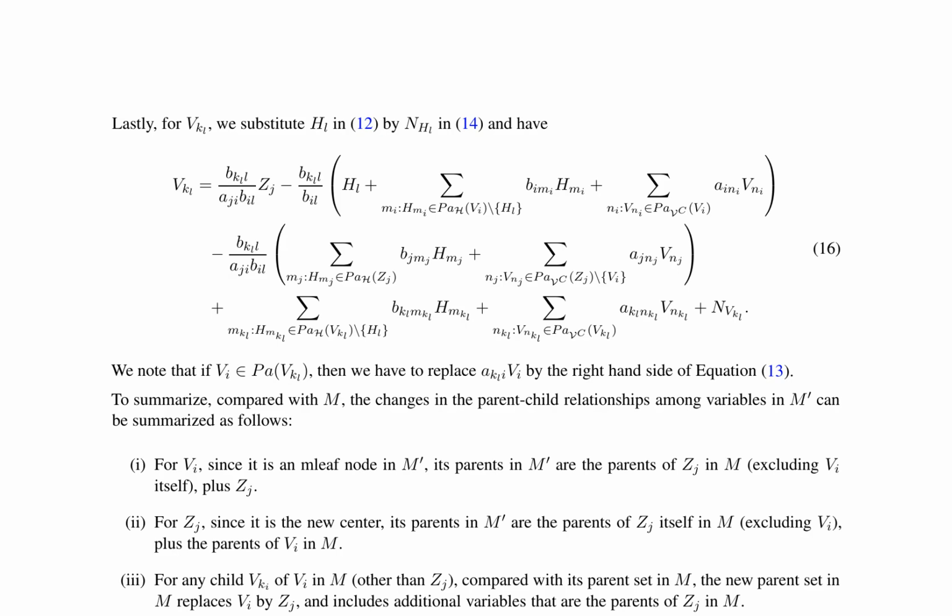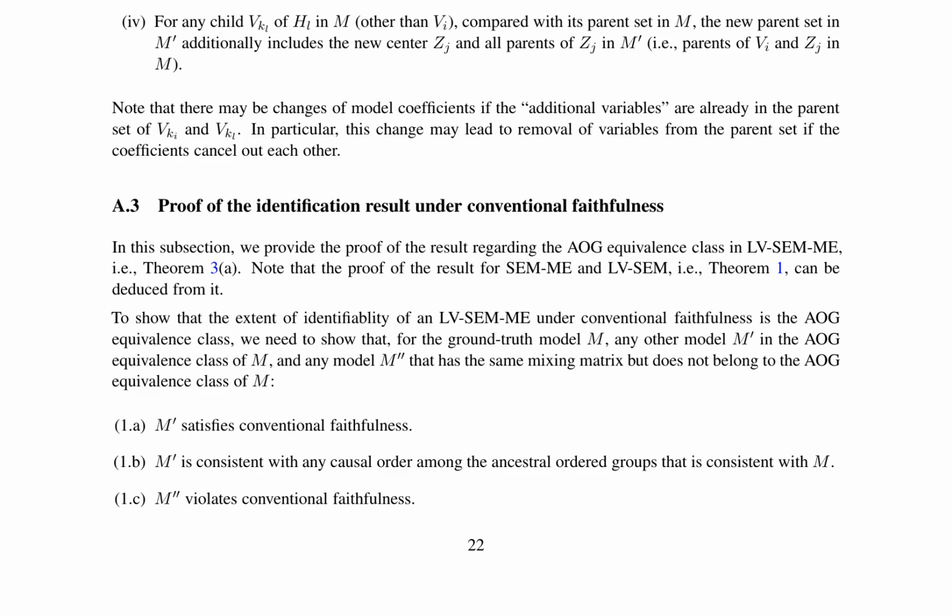This involves proving that for the ground truth model M, any other model M' in the AOG equivalence class of M, and any model M' that has the same mixing matrix but does not belong to the AOG equivalence class of M: 1. M' satisfies conventional faithfulness. 1. M' is consistent with any causal order among the ancestral ordered groups that is consistent with M. And 1. M' violates conventional faithfulness.